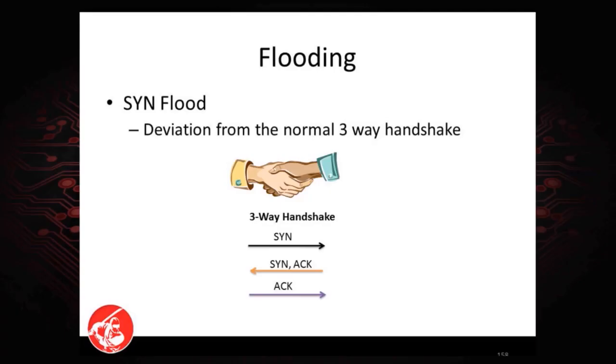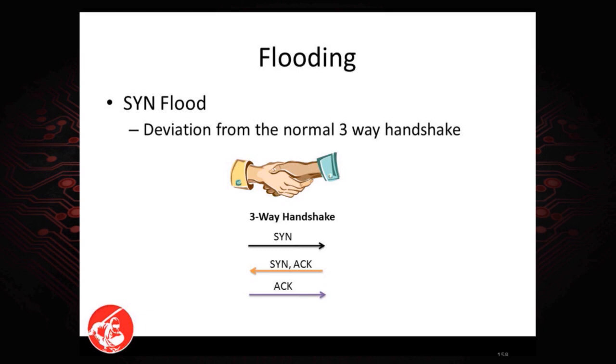So what is flooding? A SYN flood is a deviation from the normal three-way handshake. As we show in the diagram, in the normal three-way handshake we send out a SYN, or synchronize, which says open a connection to me. We respond, if the port's open, with a synchronize, open a connection with me please, and an acknowledgement, I will open a connection with you. And then we respond with the final acknowledgement, which is the last step of the three-way handshake. And what that means is we've established a connection.